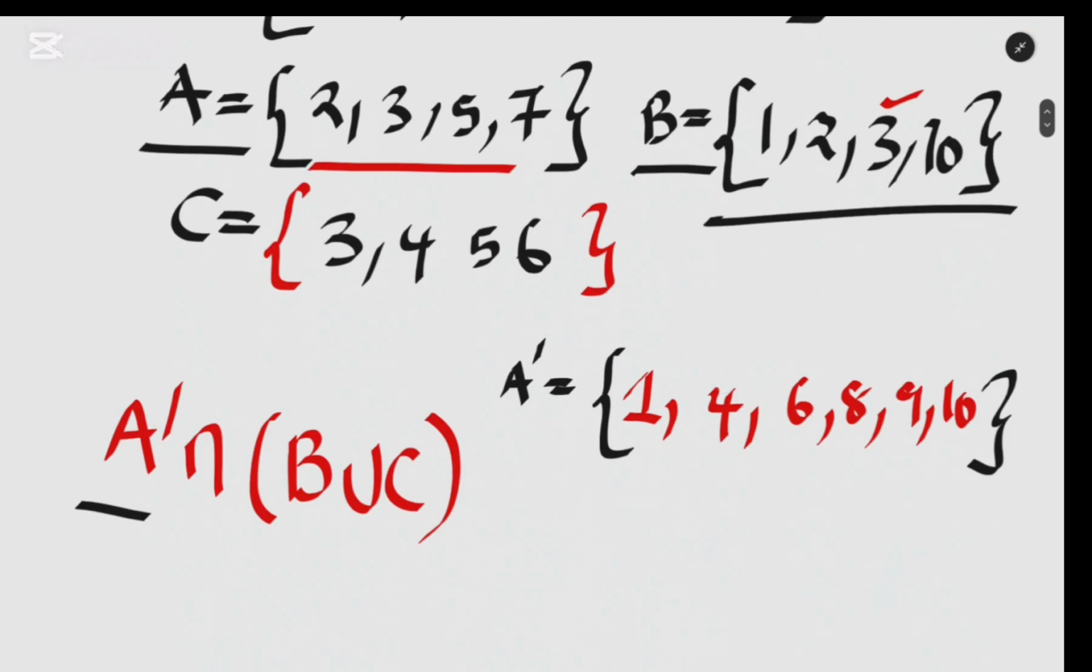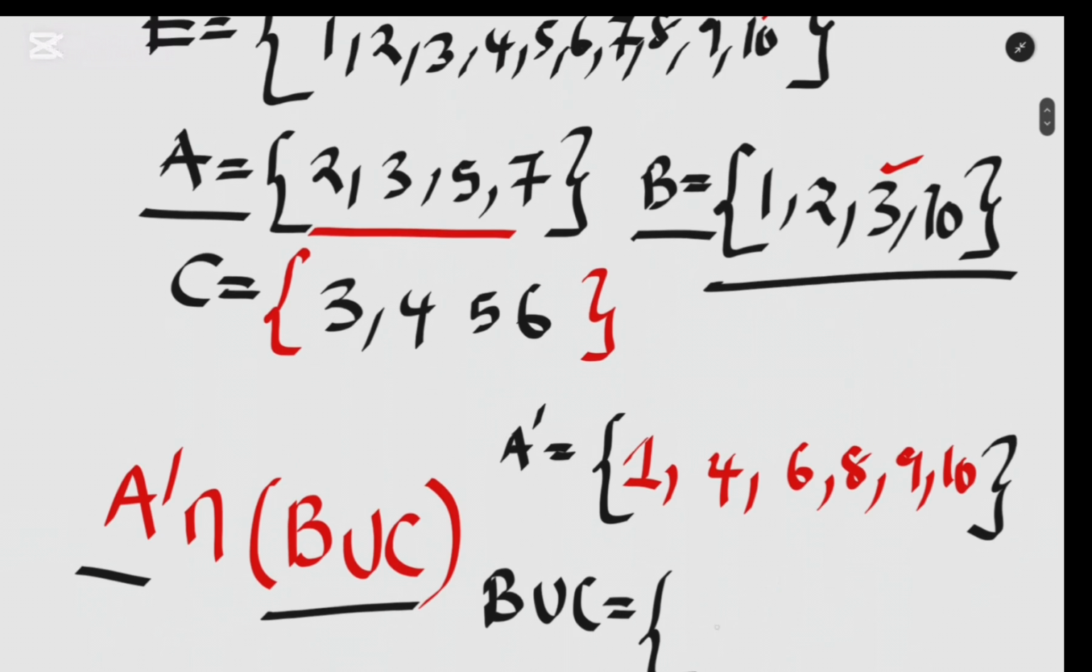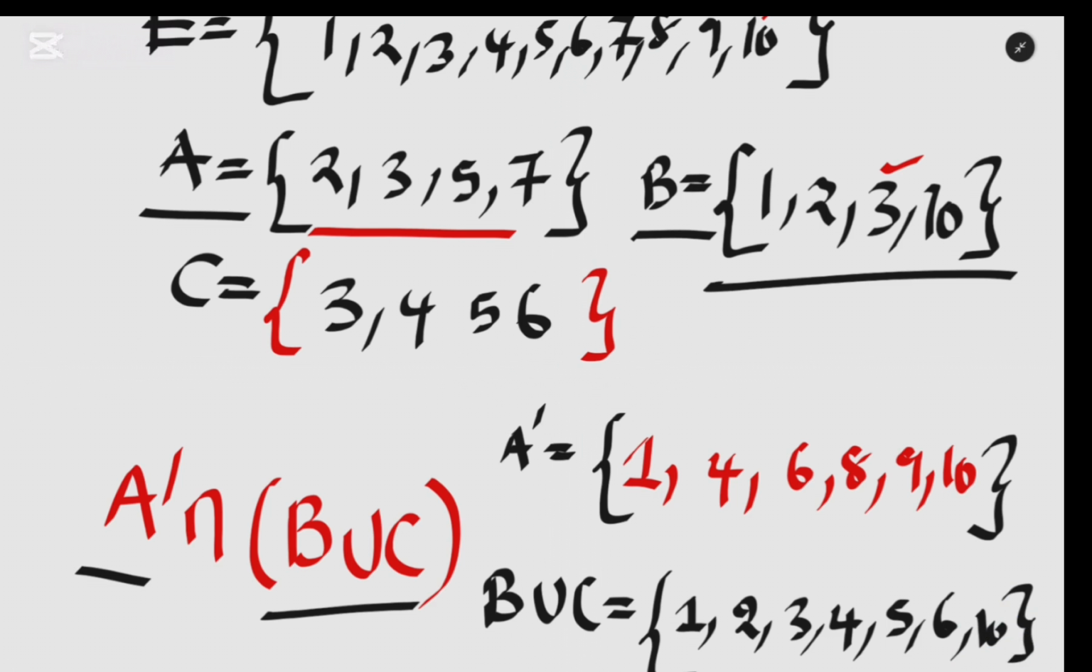Now, our next target is to deal with these in brackets. That is B union C. So we can find the set B union C. How can you find the B union C? Just by joining B and C. The lowest number in these two is 1, followed by 2, followed by 3, followed by 4, followed by 5, followed by 6, then of course 10. So 1, 2, 3, 4, 5, 6, 10.